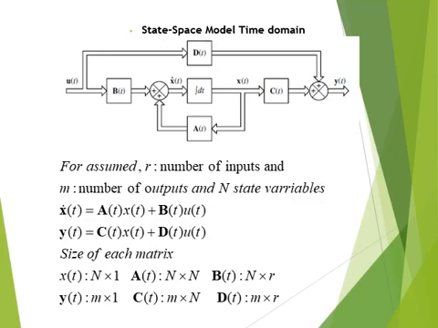The state space model in time domain can be drawn as follows, where the number of inputs, number of outputs and state variables are given, and we have a set of equations and the size of each matrix is given by these notations.